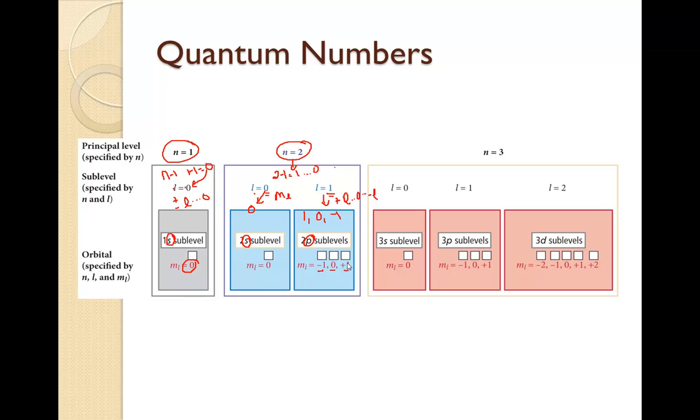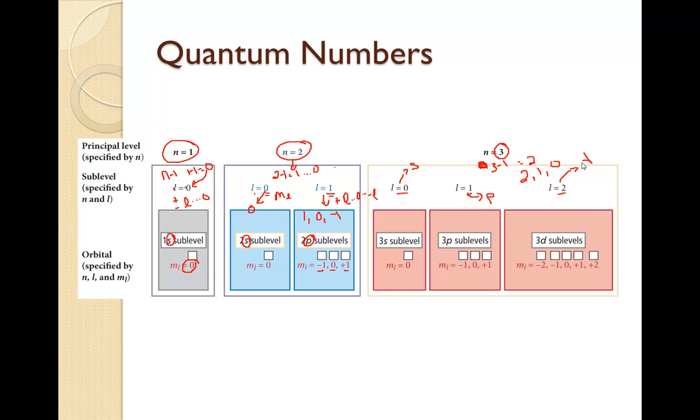For energy level 3, that's 3 minus 1, which is 2. 2, 1, and 0 are our options because we go down to 0. 2, 1, and 0. 0 tells us it's S. 1 tells us it's P. 2 tells us it's D.